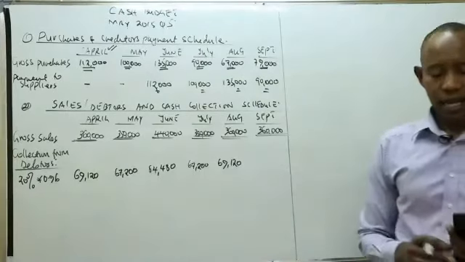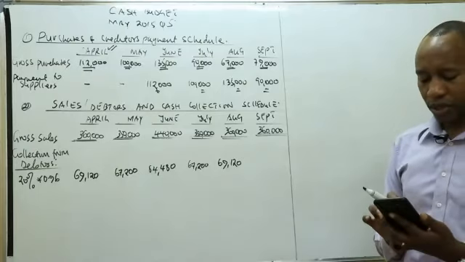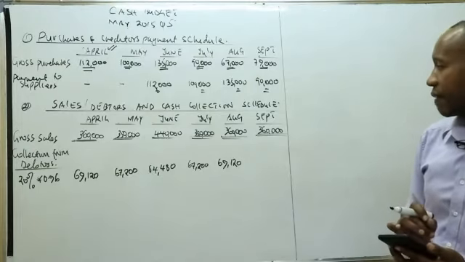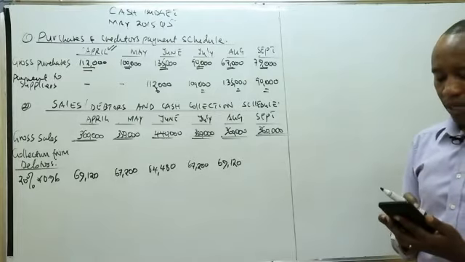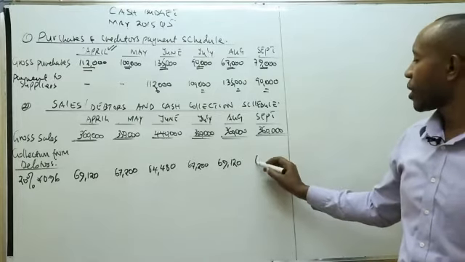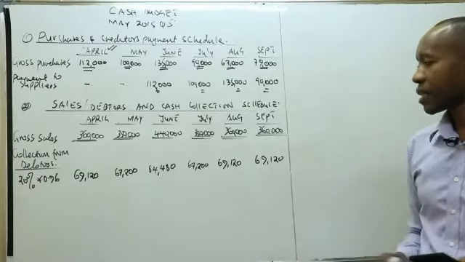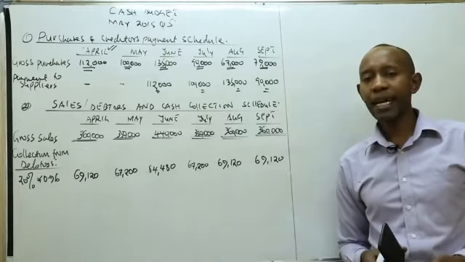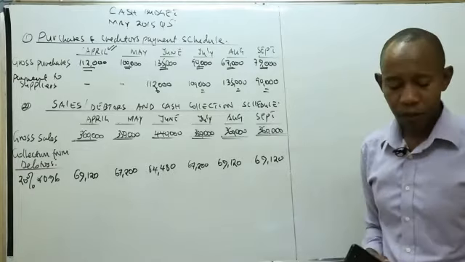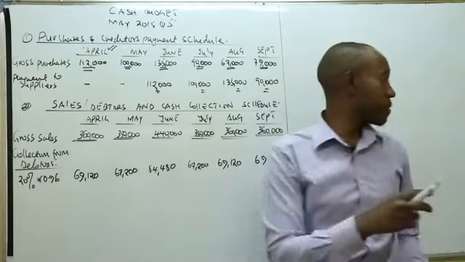69,120. Then next we have what? 0.2 times 360 times 0.96. And I think we had that figure as 69,120. It's just the same. So I hope that is clear, guys. What we are told is cash sales, so it just means that it was being collected in the same month.